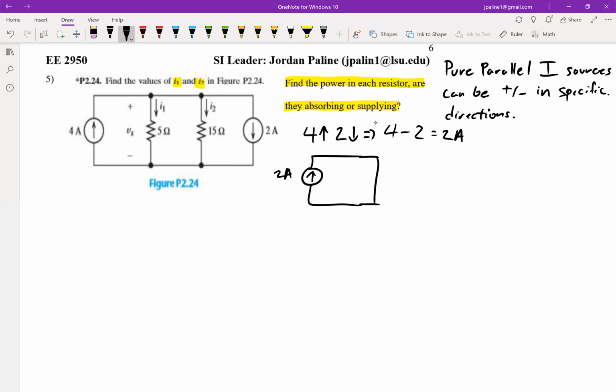If we just try to attack this problem from the beginning here, we know 2 amps is going this way, but what's coming into it and what's going into that? So in order to avoid that, doing this combination removes that problem for us.